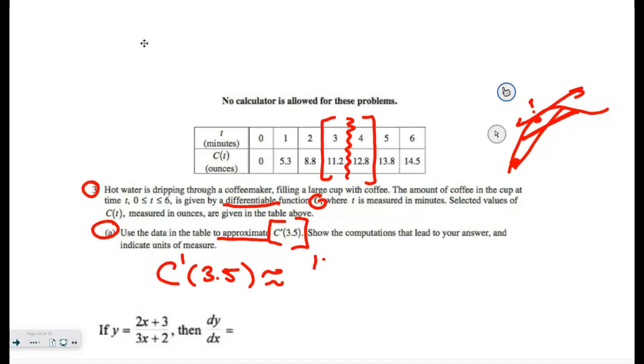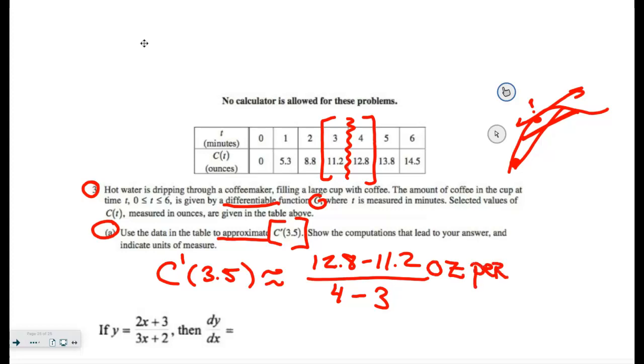So one of the points for this problem would be showing what they call a difference quotient. So it'll say student showed difference quotient, which is what I'm doing right now. And then this would be over the course of 4 minus 3. Then I'm going to label it because it says indicate units of measure. So my top was in ounces, so I'd say ounces per what? Minute. It's a rate of change right at that instant.